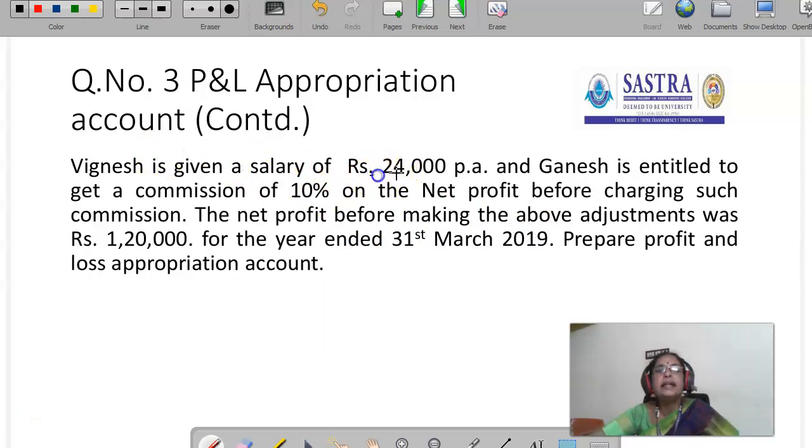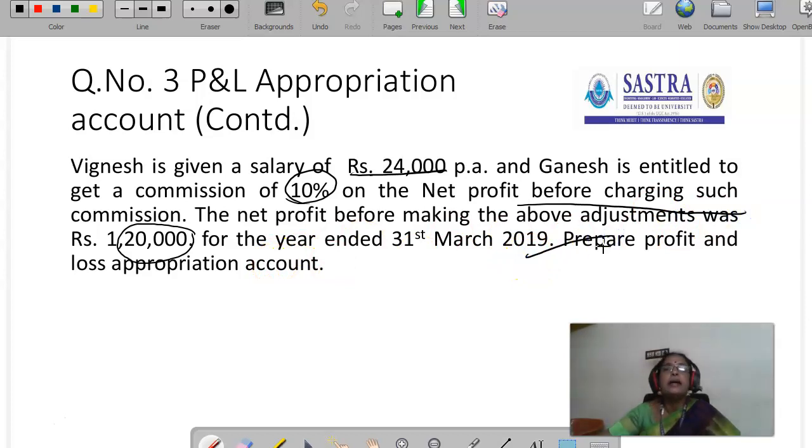Vignesh is given a salary of rupees 24,000. Ganesh is entitled to a commission of 10%. Net profit before making the above adjustment was rupees 1,20,000. He is given commission of 10% before charging such commission. So you are asked to calculate the P&L appropriation account.